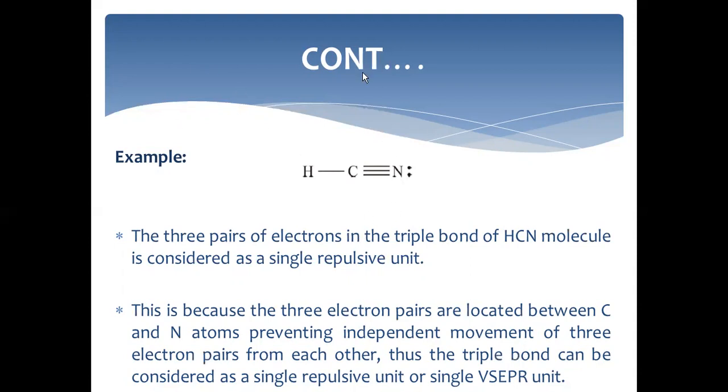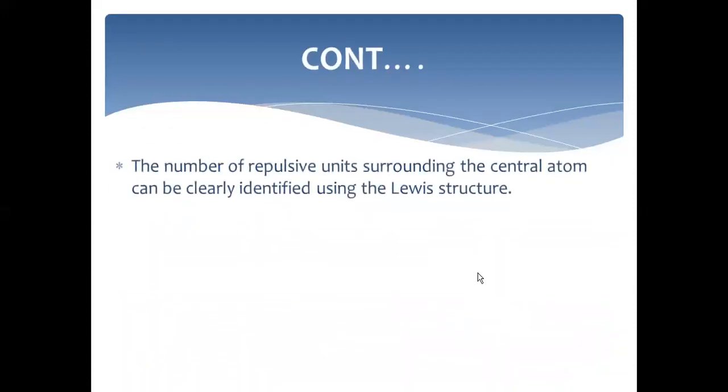Three pairs of electrons prevent independent movement of each other. That's why they are considered as a single repulsive unit. The number of repulsive units surrounding the central atom can be clearly identified by using the Lewis structure. That's why we studied what is meant by the Lewis structure.